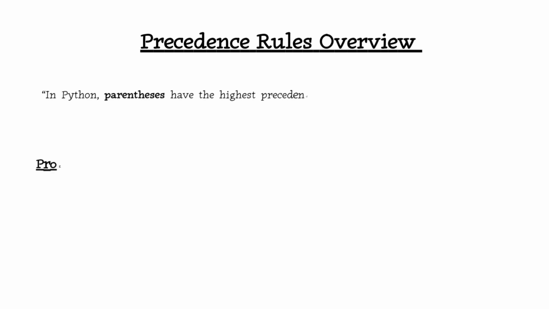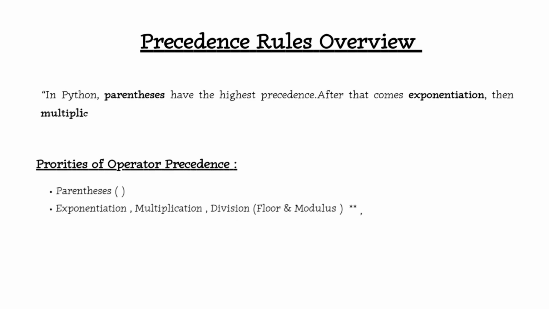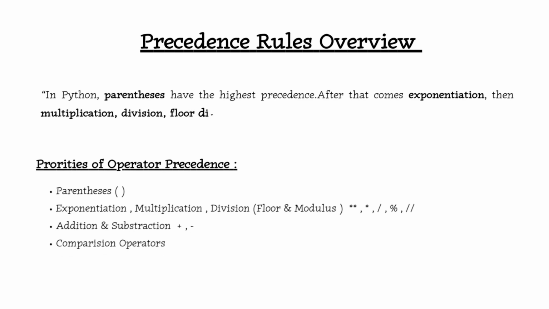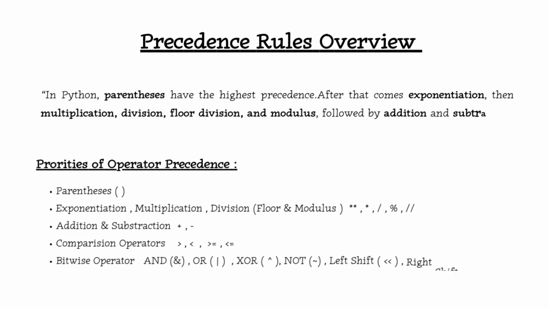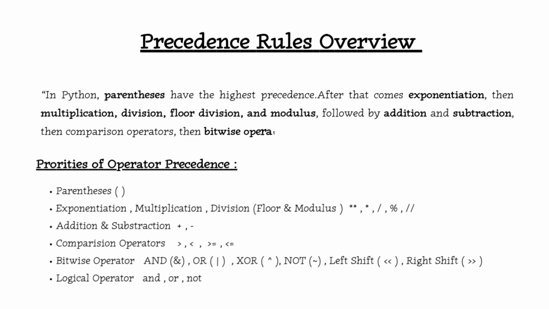Let's see some of the important rules in operator precedence. In Python, parentheses have the highest precedence and get executed first. After that come exponentiation, multiplication, division, floor division, and modulus operations, followed by addition and subtraction. Then come the comparison operators, and then the bitwise operators. At the last stage, the logical operators are evaluated. This is how operator precedence flows sequentially from top priority to lower priority in Python.